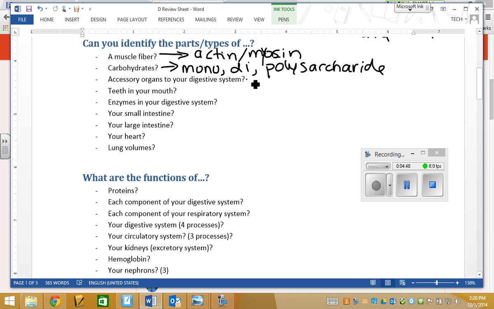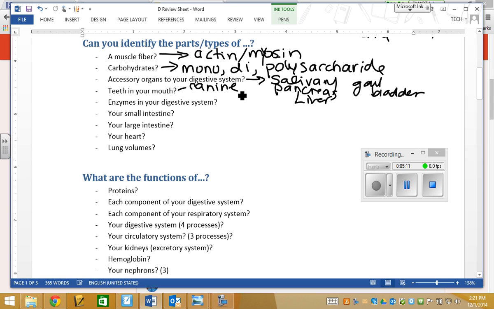Can I identify accessory organs? Well, this is where I would look at salivary glands, your pancreas, your liver, your gallbladder. Now I'm just writing words here, but I very realistically could put pictures for some or all of these things. For teeth, think about your canine teeth, your incisors, and your molars. Now technically you have premolars and molars, but because they have the same function, I tend to group them together. Canines are your sharp vampire teeth that you hold food with, and incisors are your front teeth that cut the food.